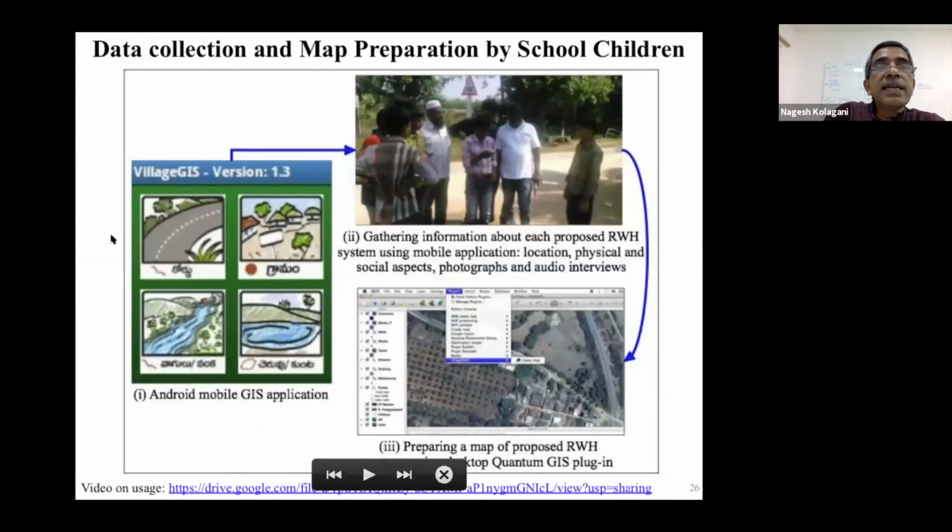And for the data collection effort, instead of GIS experts coming in, we went with a simple mobile app. So let's say they want to map a road. There's an icon with a road. And of course, it has some text here that says road. You can click that. It will give an option to note locations.